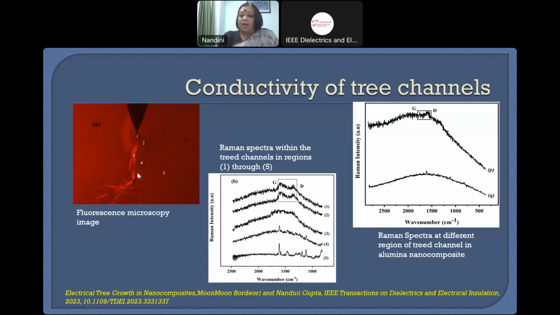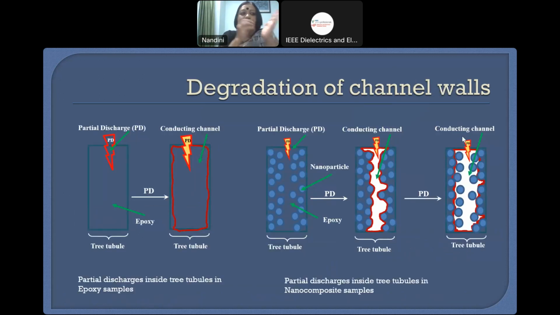If you compare the Raman spectra in the case of epoxy and in the case of the nanocomposites, you can see that it takes a much longer time for the G and D bands to appear, and it is much less. So basically, just as we have seen in the previous case, the particles are sitting on the surface of the walls of the tree channels, and the partial discharge cannot reach the epoxy, so chemical decomposition or erosion cannot take place, and therefore carbonization of the channel is delayed.